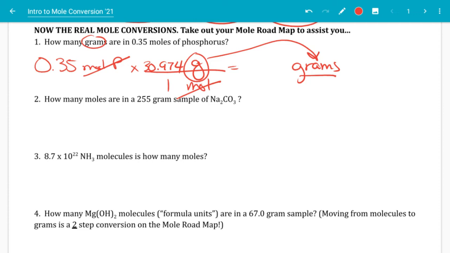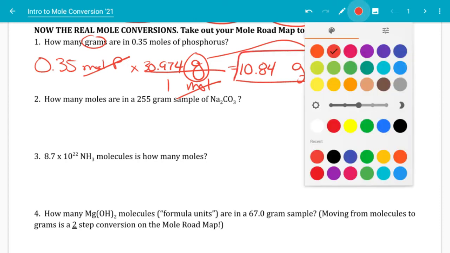So now I just multiply everything across and divide by everything on the bottom. Well, there's only 1 on the bottom, so I don't have a lot of dividing to do. So 0.35 times 30.974, and your answer can just have 2 decimal points, and I'm happy with that. So in this case, the answer is 10.84, and we are done.